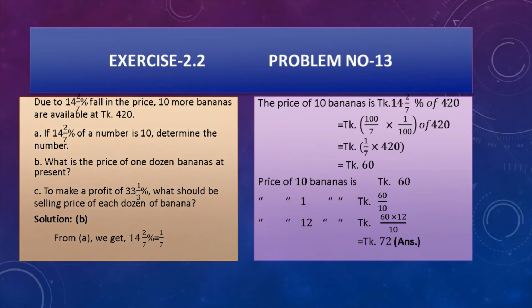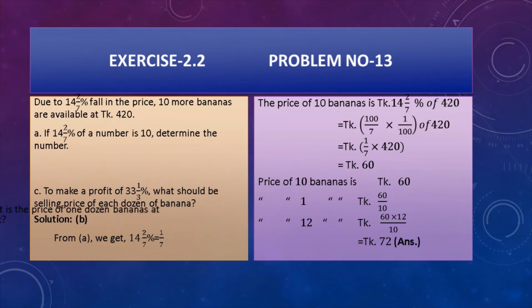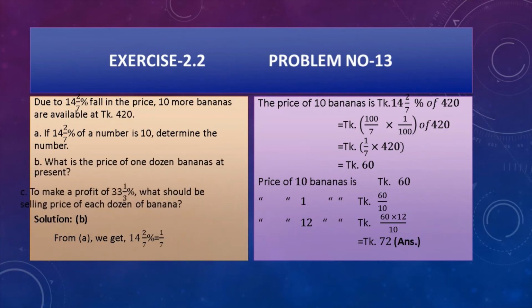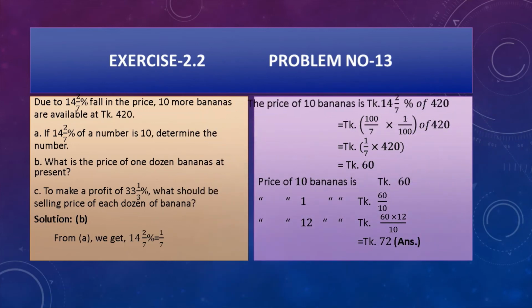So let's see again, that is the question, and we have to solve question number B. The question is, what is the price of 1 dozen bananas at present? That is solution B. From A we got 14 whole 2 by 7% equals 1 by 7, and the price of 10 bananas is taka 14 whole 2 by 7% of 420. We got taka 60. That is the price of 10 bananas, and we have to find out the price of 12 bananas. That's why you get 72 taka. That is our desired answer.